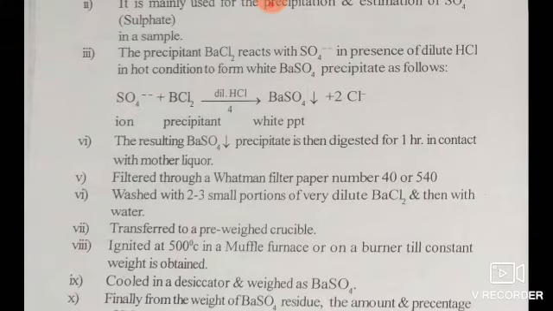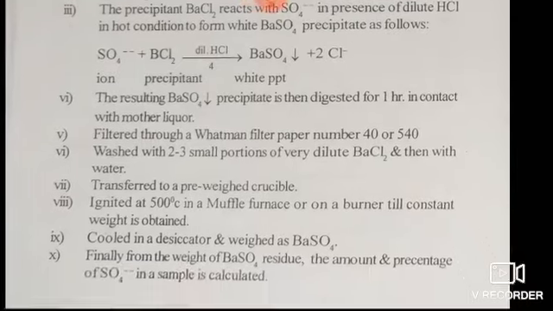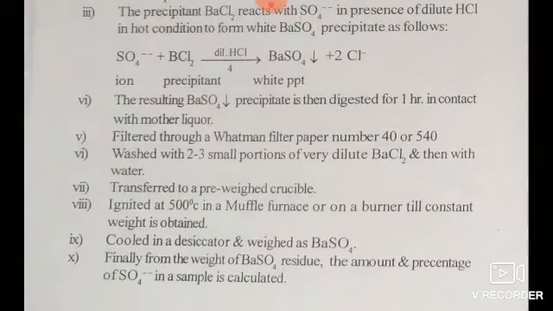The resulting BaSO4 precipitate is then digested for 1 hour in contact with the mother liquor, filtered through a Whatman filter paper number 40 or 540, washed with 2-3 small portions of very dilute BaCl2 and then with water, transferred to a pre-weighed crucible, and ignited at 500 degrees Celsius in a muffle furnace or on a burner to constant weight, then cooled in the desiccator and weighed as BaSO4. Finally, from the weight of the BaSO4 residue, the percentage of sulfate in the sample is calculated.